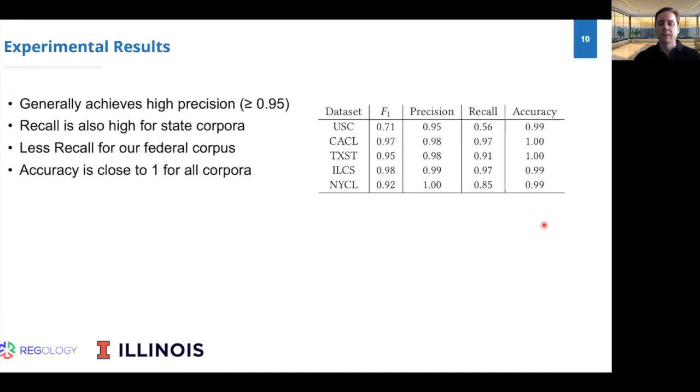Our experimental results look as follows. On the right, you can see a table which shows again our datasets and the performance of our method on each of the datasets. We find that our method generally achieves high precision, larger than 95. The recall is also high for our state corpora, but less high for our federal corpus, which is USC. And accuracy is close to 1 for all of our corpora.